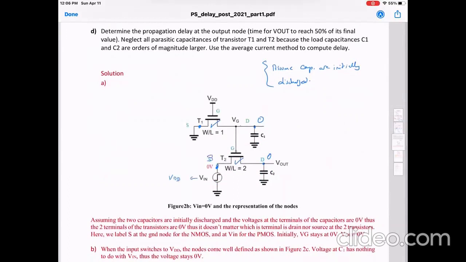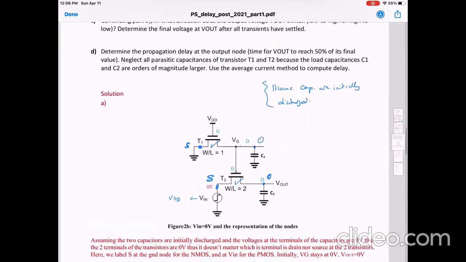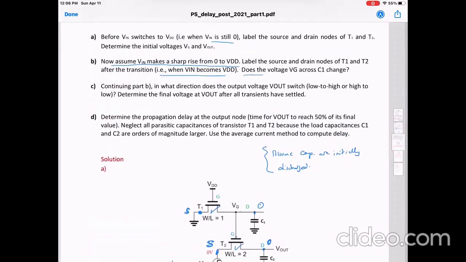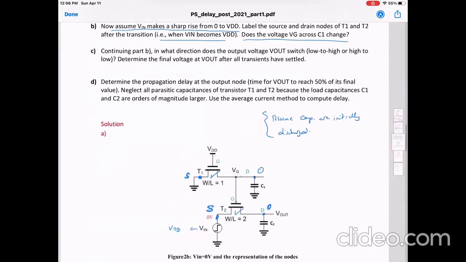So when Vn becomes VDD, the higher is the source. This was initially 0, so this is the drain that we are trying to charge. And for the NMOS, it is not going to be affected, but we will assume that the ground is the source because it is the lowest. So we will label them. And then they ask me, does the voltage VG across C1 change?